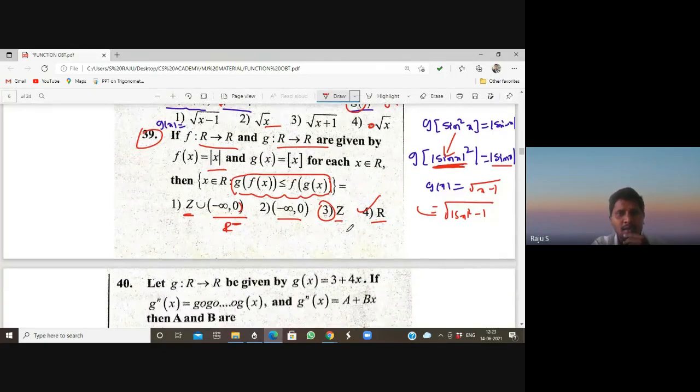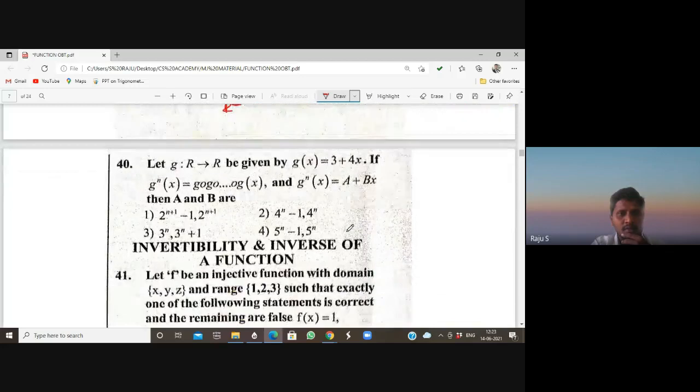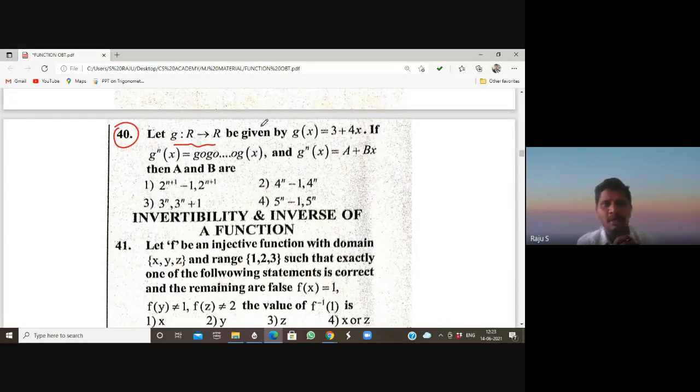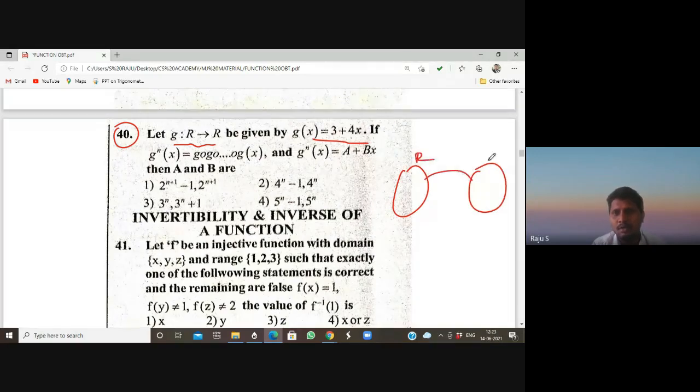Then let us go to the next question, number 40. They define a function from R to R. Domain is real numbers, codomain also real numbers. They define g of x equal to 3 plus 4x. Input you can give a real number, output also we are going to get a real number.